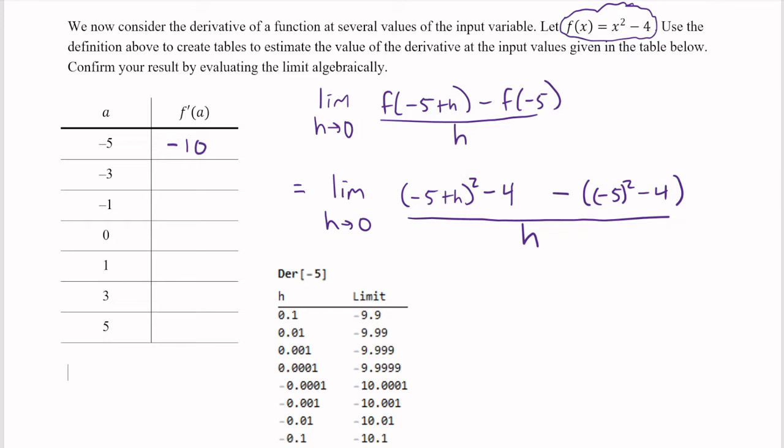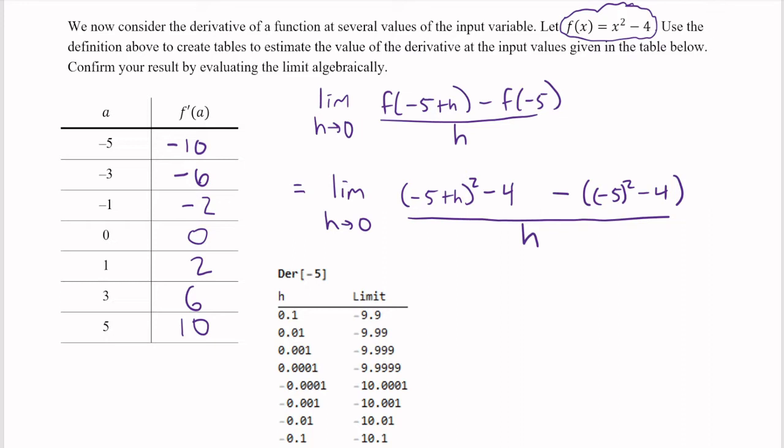What ends up happening, if you keep going through here, is you're going to get a negative 6 here as the derivative at this new point. Here you're going to get negative 2. Here you're going to get 0. Here you're going to get 2. At this one you're going to get 6. And at this one you're going to get 10 as the derivative.